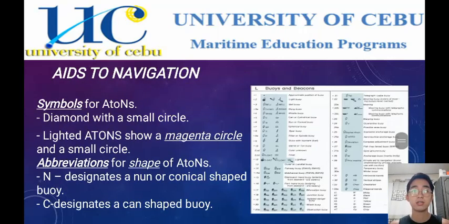Aids to navigation. Symbols for ATONs. Diamonds with a small circle. Lighted ATONs show a magenta circle and a small circle. Abbreviations for shape of ATONs, N designates a nun-conical shaped buoy. C designates a can-shaped buoy, and illustration shown at the side.